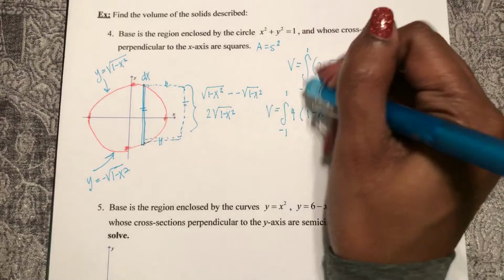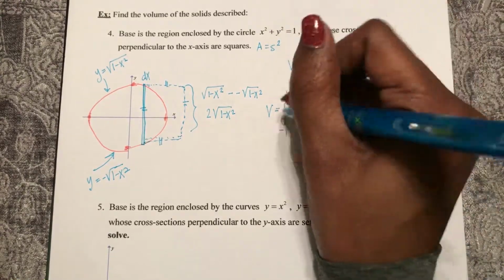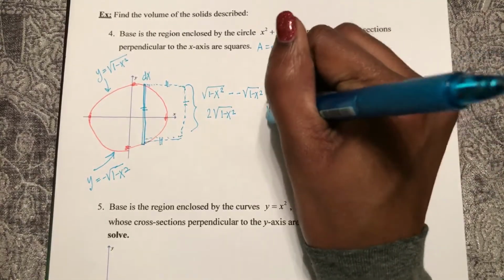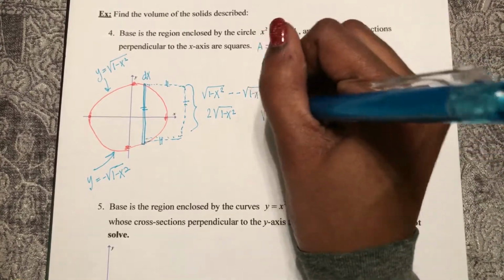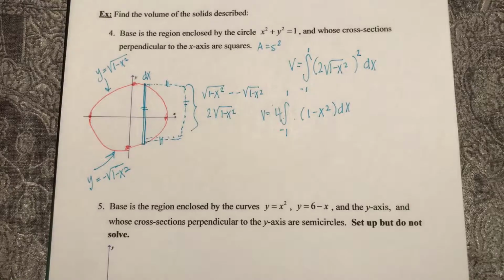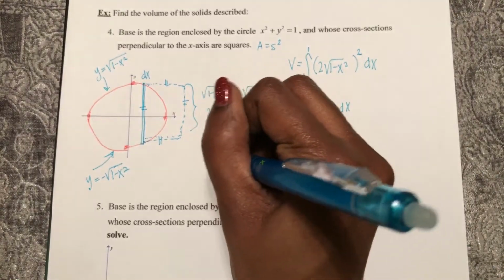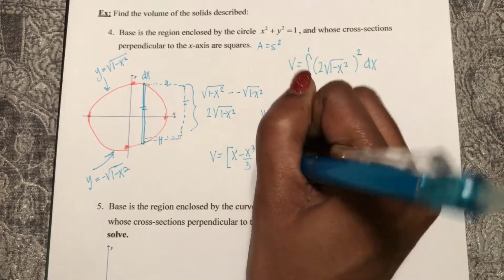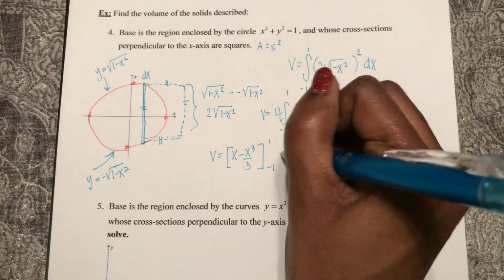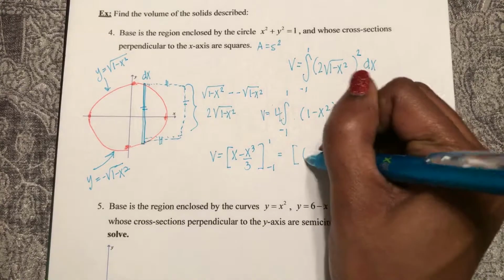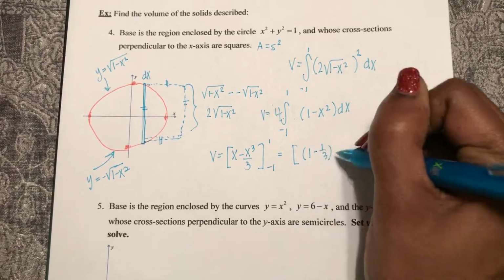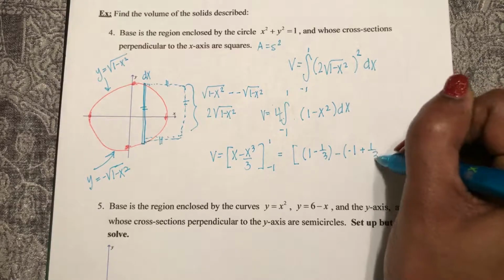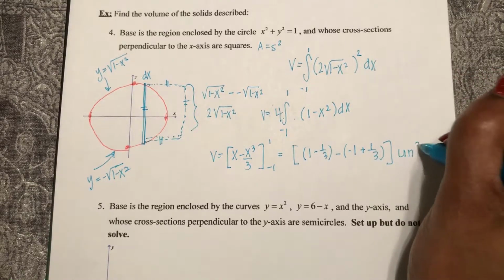So I'm going to go ahead and pull that 4 out in front of my integral. So what's the antiderivative of 1? It's x minus x cubed over 3 from -1 to 1. So our volume is 1 minus 1/3 minus -1 plus 1/3 units cubed.